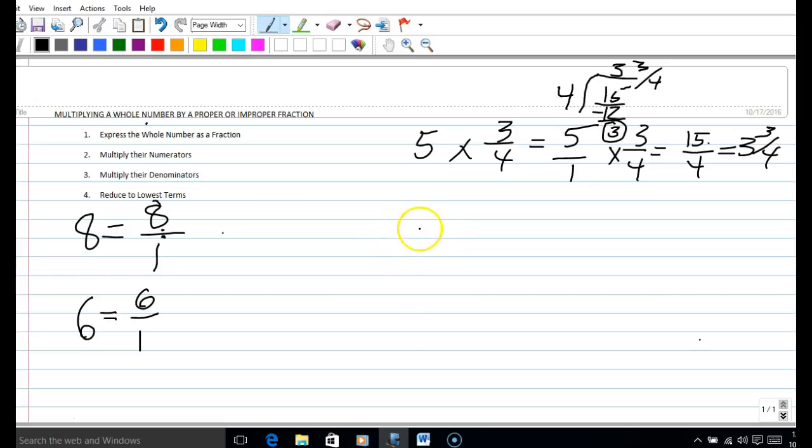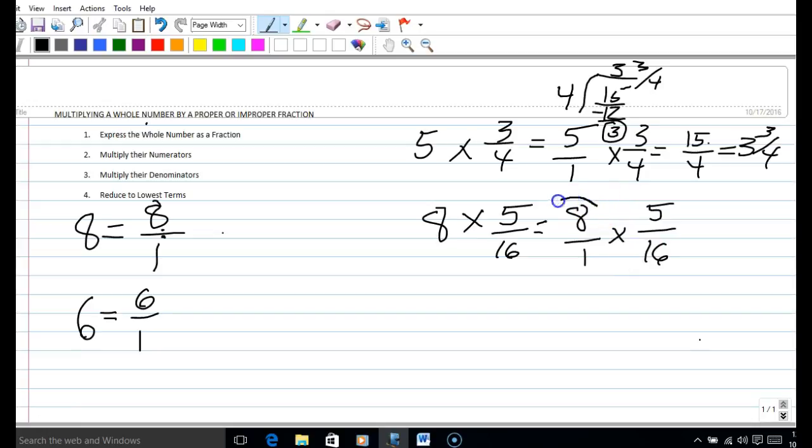So suppose I want to multiply 8 times 5/16. So again, what I'm going to do is take the whole number, which is 8, and express it as a fraction, because every whole number can be expressed as a fraction. So this is 8 over 1 times 5 over 16. And then I'm going to multiply as I did before, numerator times numerator, denominator times denominator.